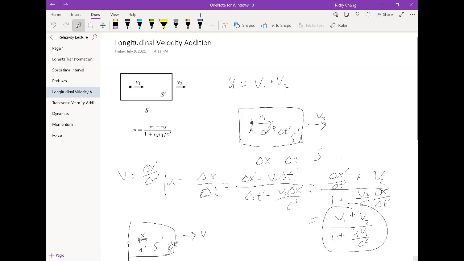Are there any questions about this part? No? Okay, then let's move on.